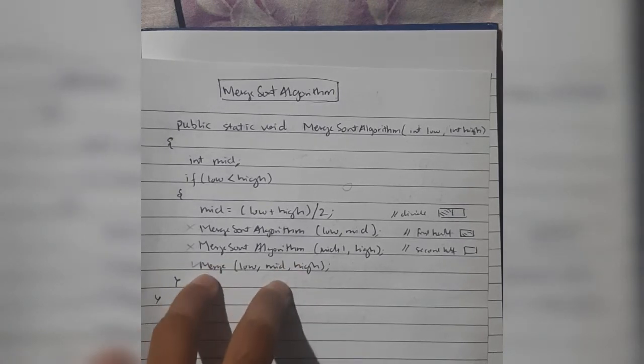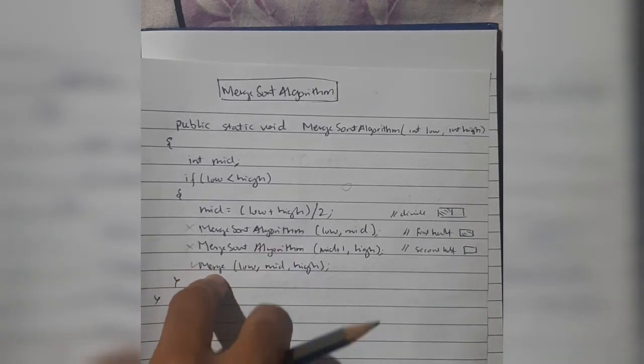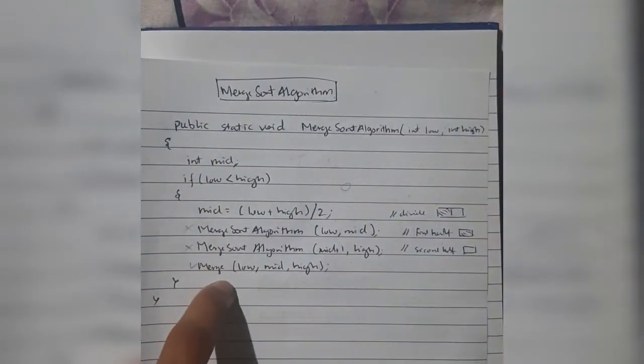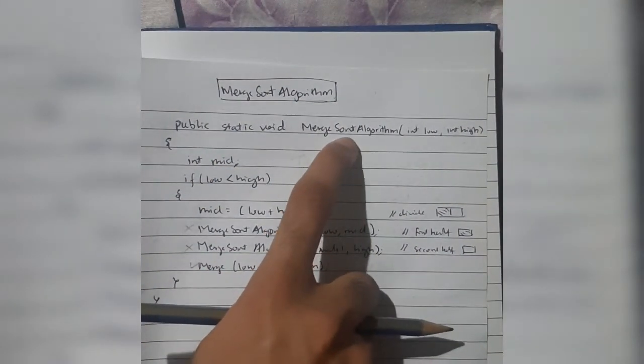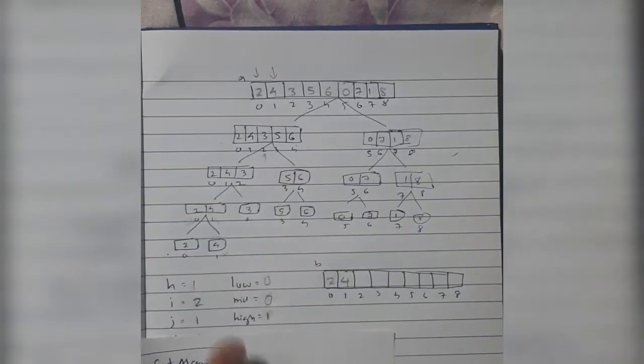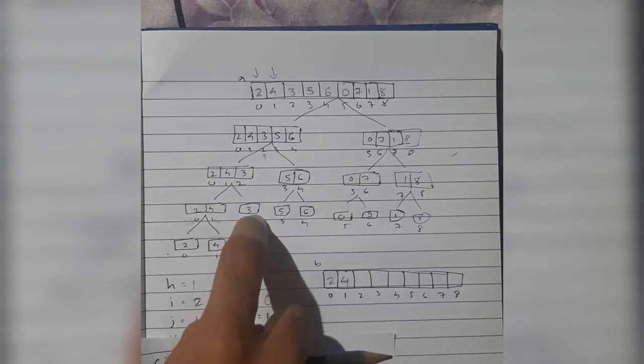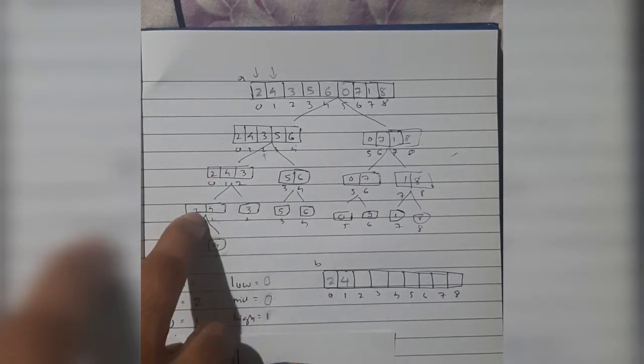Now after this function is executed, from where did we call it? See, when we called this function, only these 3 lines were executed. From where did we call this function? This function was called from this one. When we were under this array, we had divided it into two parts, and then we had called the merge sort algorithm for this array.